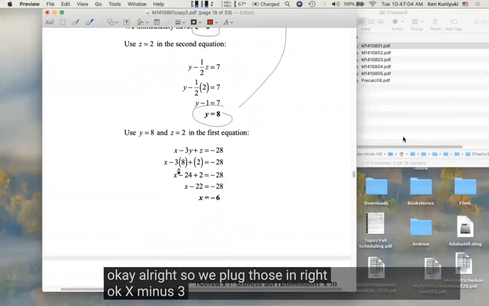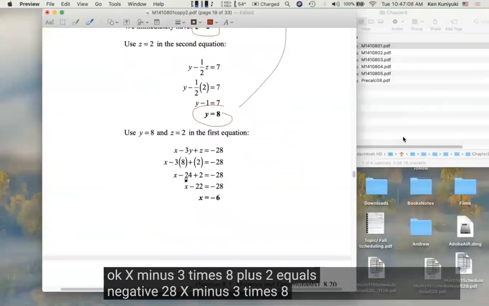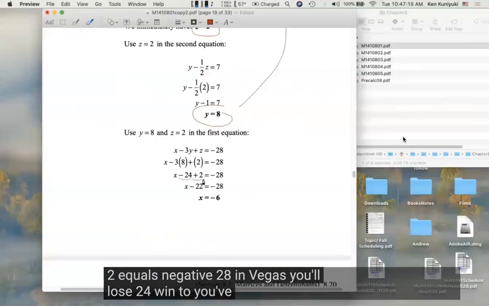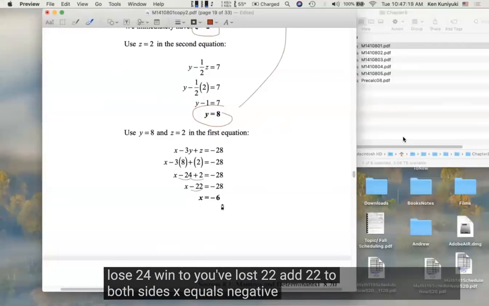Okay. X minus 3 times 8 plus 2 equals negative 28. X minus 3 times 8 is 24, plus 2 equals negative 28. In Vegas, you'll lose 24. Win 2, you've lost 22. Add 22 to both sides. X equals negative 6.